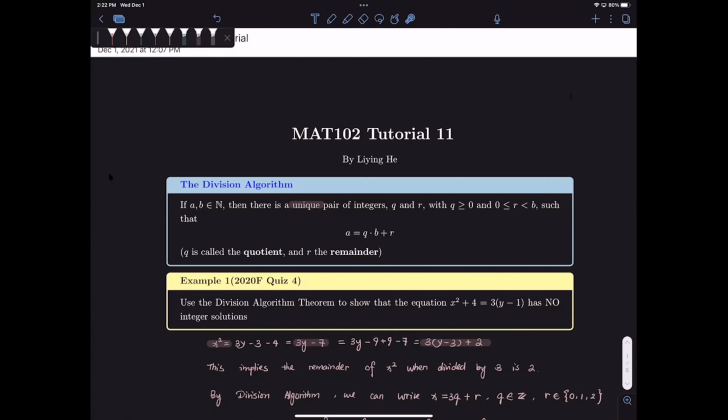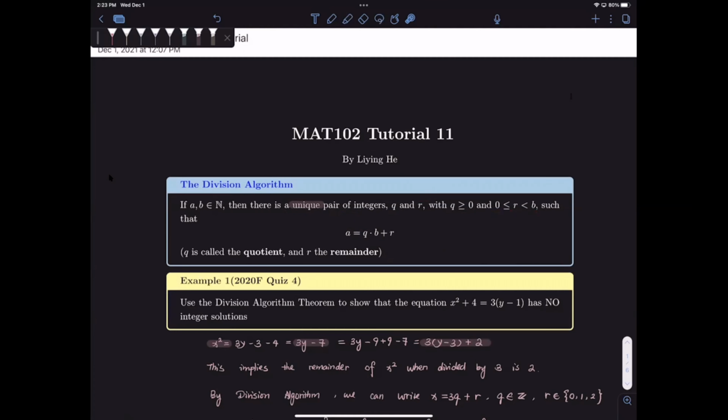Okay, so what does it tell us? It tells us that for all natural numbers a, b, there is a unique pair of integers q and r, where q is the quotient and r is the remainder, with q greater than or equal to 0. And r is between 0 and b. So r can be 0, 1, all the way to b.